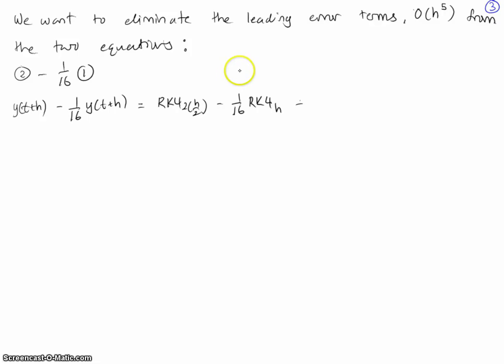So if you express that out, you get b h to the power 6 times (1 over 32 minus 1 over 16), and of course your next term would have been your order h to the power 7. So I'm just going to write it as this.